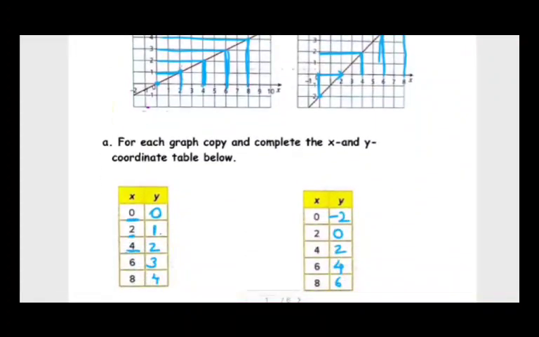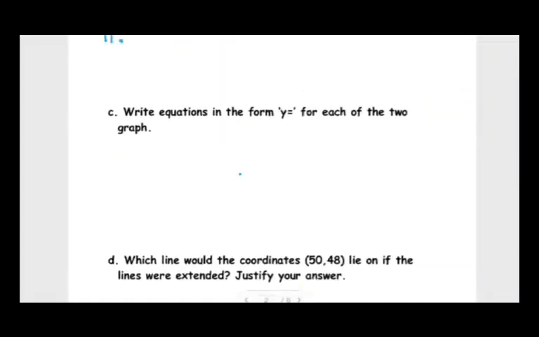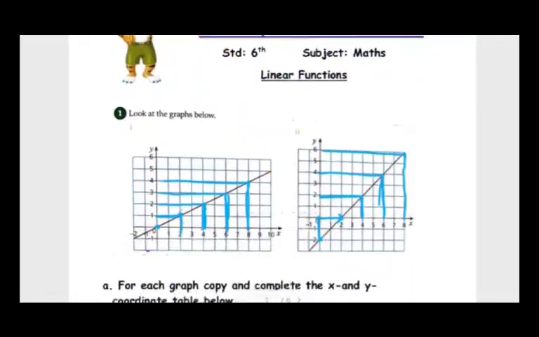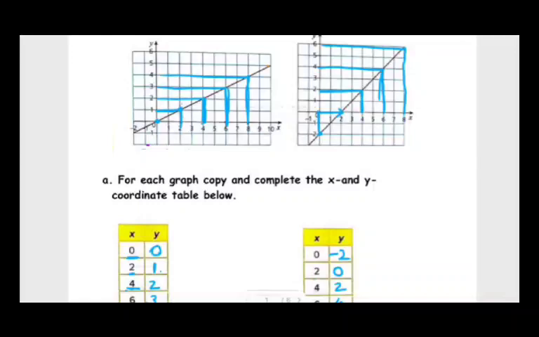So if I look here, when my x is 0, y is minus 2; 2 minus 2 is 0, 4 minus 2 is 2, 6 minus 2 is 4. So what's the relationship between x and y here? The relationship is that the y coordinates are 2 less than x. See, over here as well, 2 less, here 2 less, 2 less, 2 less.